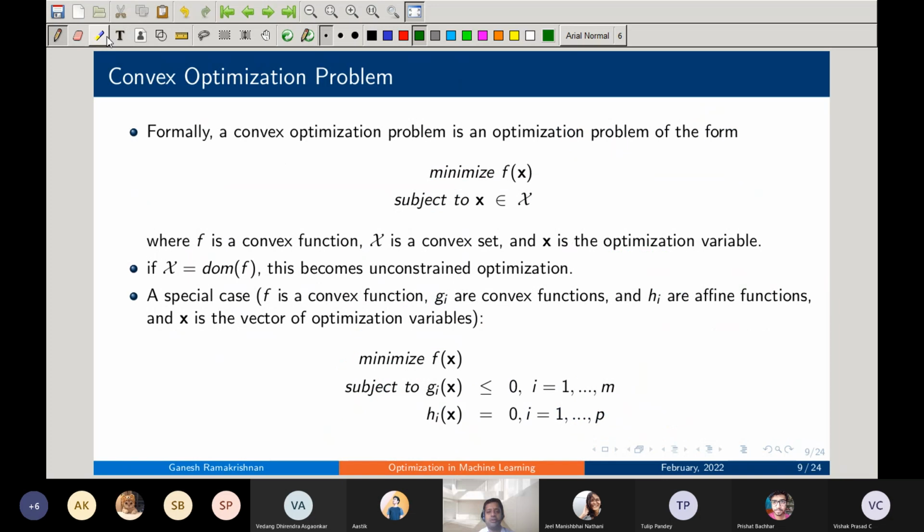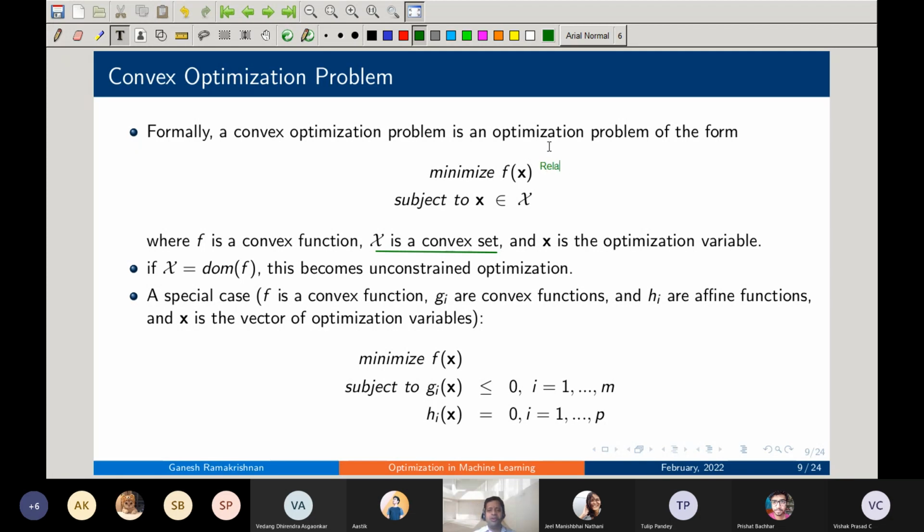So this is a general convex optimization problem. Minimize f(x) subject to x in some calligraphic X, where X is a convex set. If of course calligraphic X is the entire domain, it becomes an unconstrained optimization problem. Now the function f need not be convex everywhere. That's the other point we've been making. You could have saddle points.